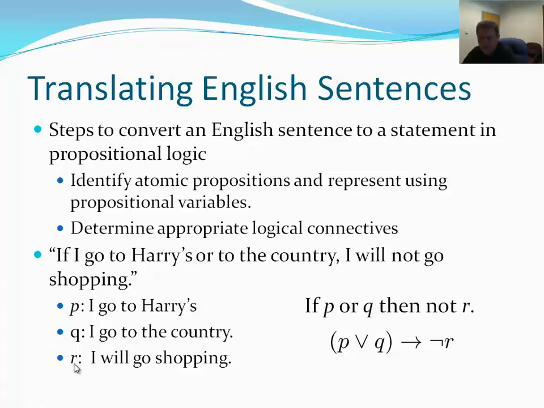Then we can take this using the last part of our lecture from last class. Then we're saying if P or Q, then not R, right? If I go to Harry's or to the country, then I will not go shopping. R is I will go shopping, right? So that would be P or Q, then if this, then not R, meaning I will not go shopping.